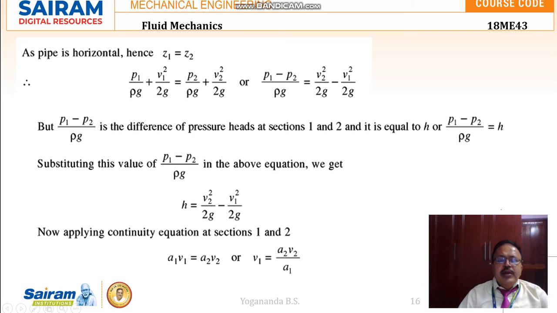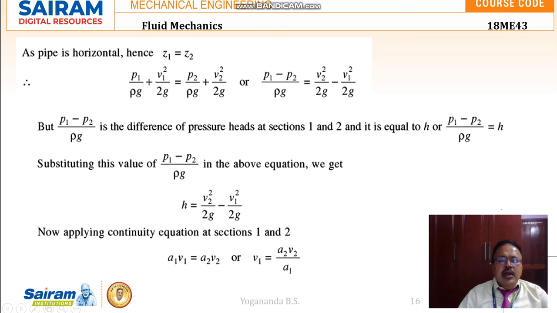This is nothing but P1 by rho g minus P2 by rho g, the difference of pressure head. We know that P by rho g is equal to H. So P1 by rho g is H1, and P2 by rho g is H2. The difference of H1 and H2 is H. Substituting this as H, we have V2 square by 2g minus V1 square by 2g equal to H.